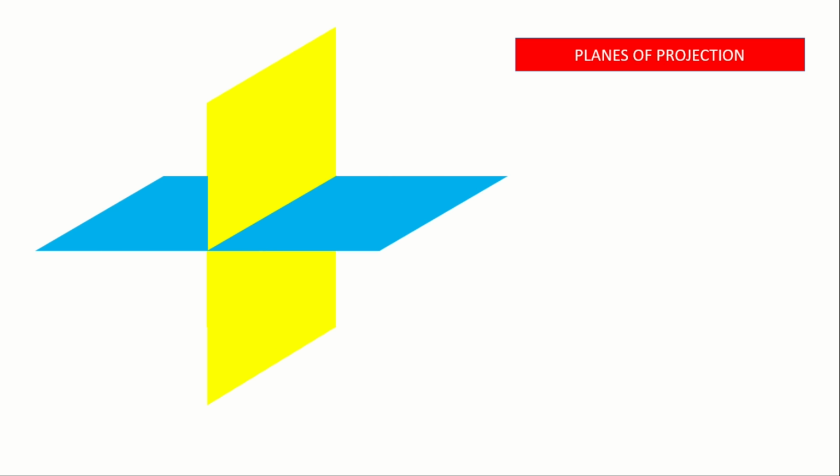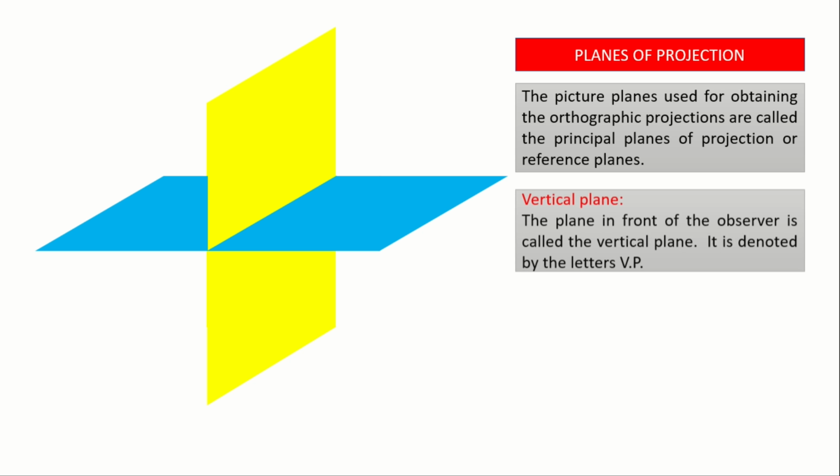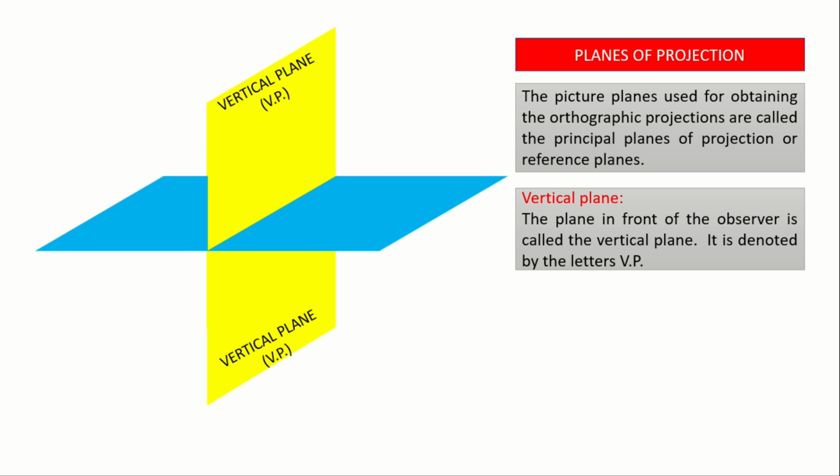Planes of projection. The picture planes used for obtaining the orthographic projections are called the principal planes of projection or reference planes. Vertical plane. The plane in front of the observer is called the vertical plane. It is denoted by the letters VP. So here this yellow color plane is the vertical plane. It is in front of the observer.